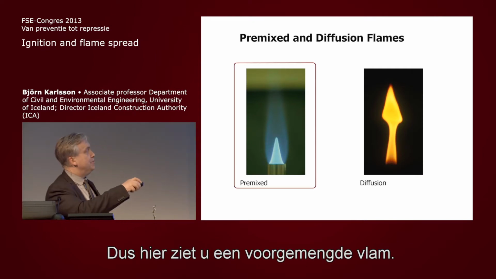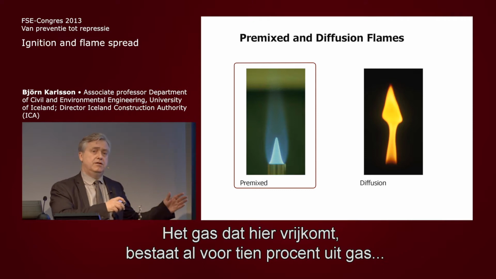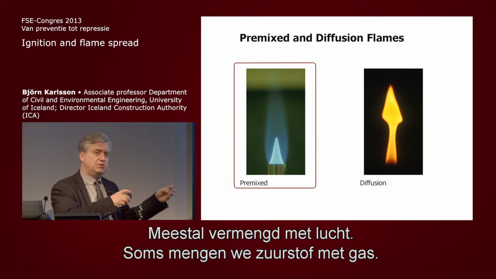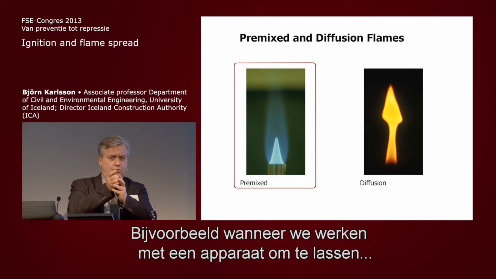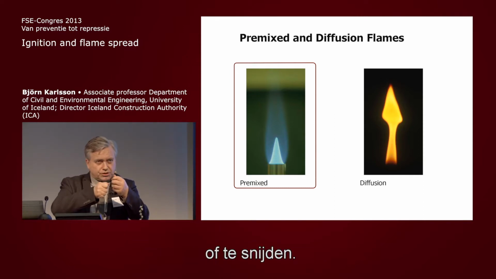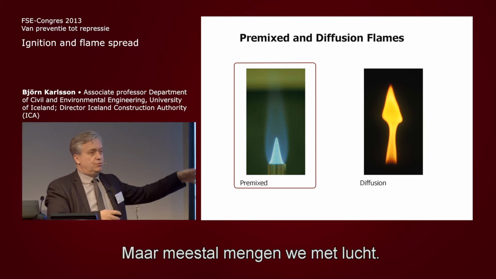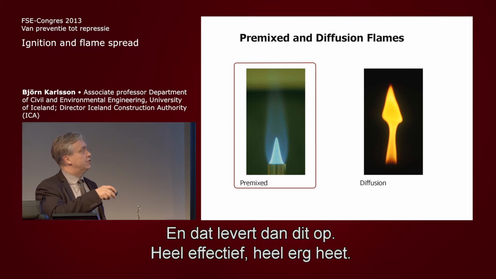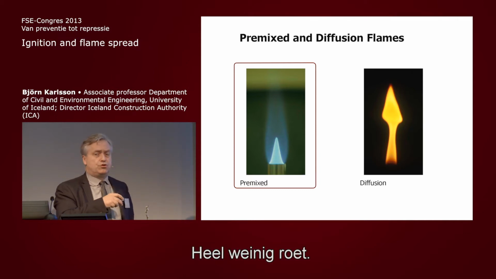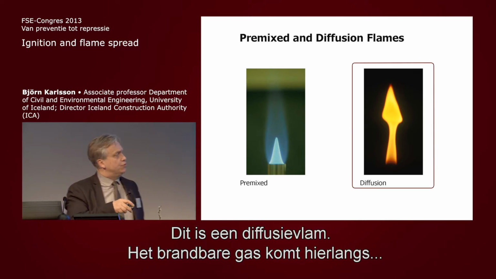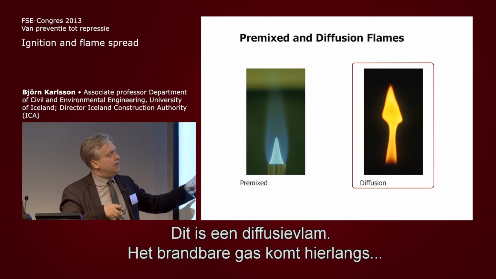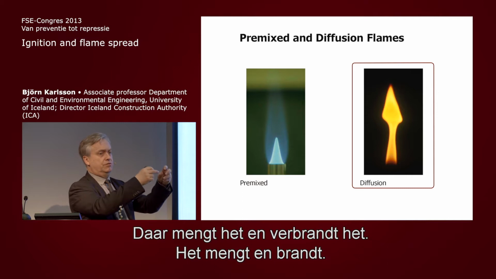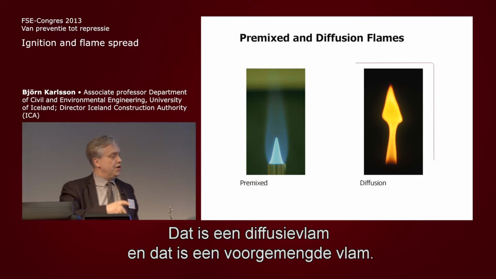So there's a premixed flame. The gas that's coming out here is already, say, 10% gas, 90% air, or some kind of oxygen, usually mixed with air. Sometimes we mix oxygen and gas, like when we're cutting with a welding or cutting apparatus, right? But more often we mix it with just air. So that's maybe 10% gas, 90% air, something like that. It comes out like this. Extremely effective, very, very hot, very little soot. And here's a diffusion flame. The fuel gas is coming up here, and it gets air from the side, mixes there and burns. So that's a diffusion flame, that's a premixed flame.